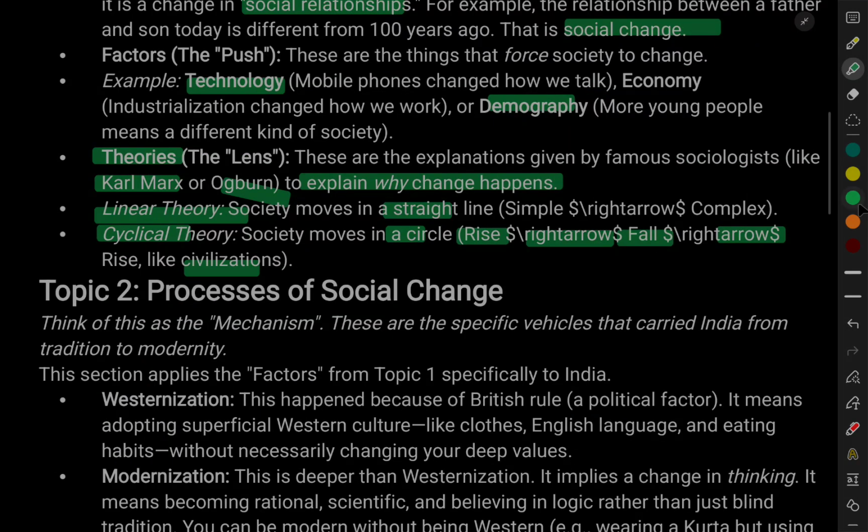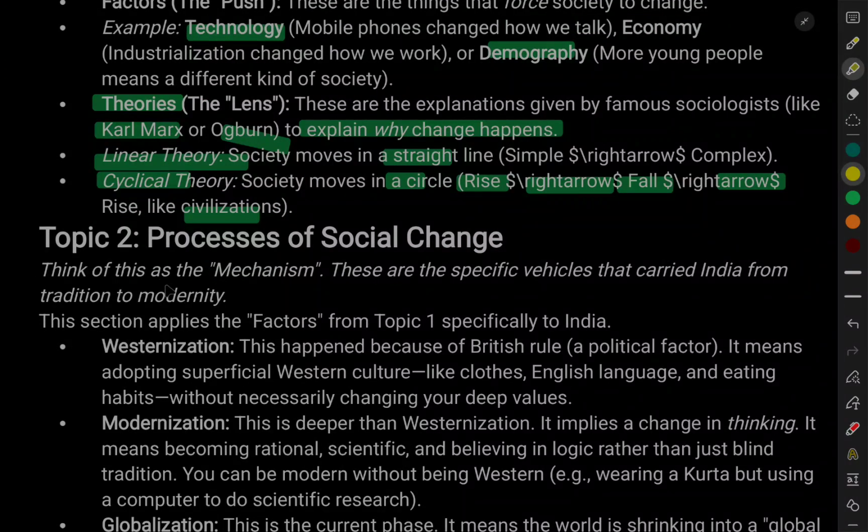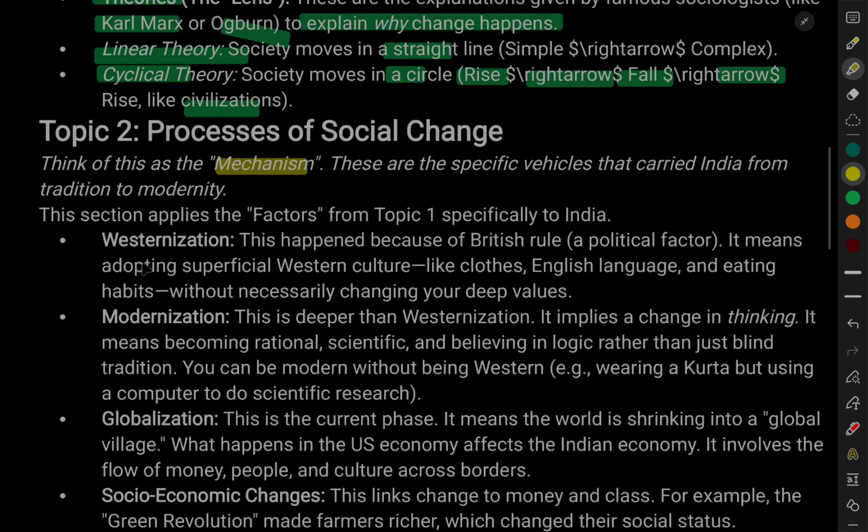Then in the number two topic, we will try to understand some important processes of social change. Think of them as mechanisms, the specific vehicles that carry India from the traditional to the modern society. First, we will understand westernization. Westernization happened because of British rule, the political factors. It means adopting superficial Western culture like clothes, the English language, and even eating habits, without changing the deeper values.